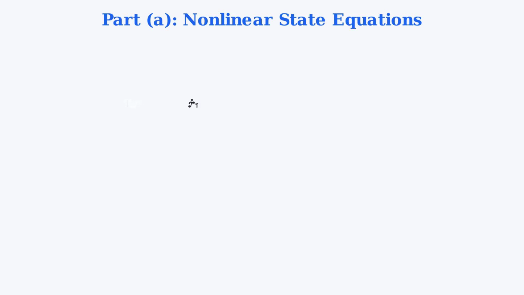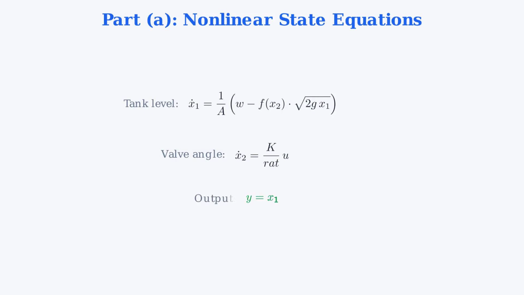Part A. Write the nonlinear state space model. From the tank equation, h dot equals 1 over A times the quantity Q in minus f of phi times the square root of 2gh. From the gearbox equation, phi dot equals k over rat times u. The output is y equals h.